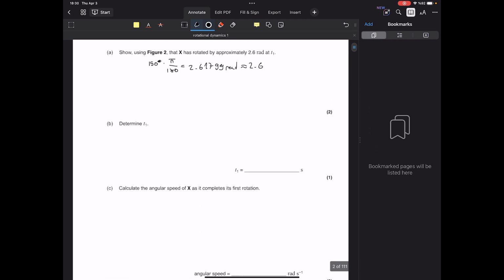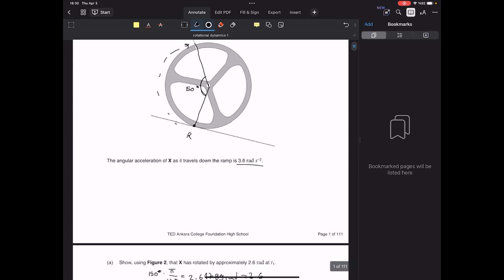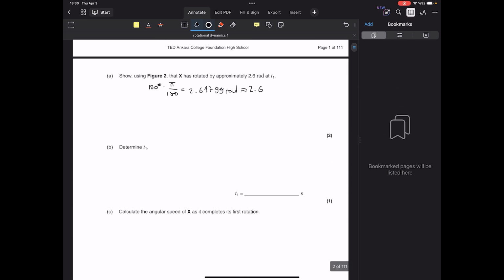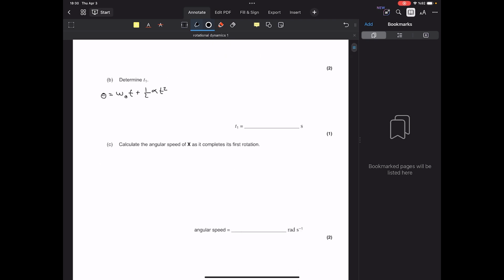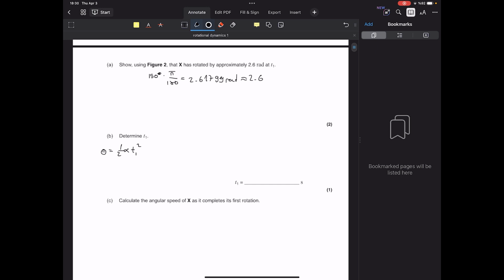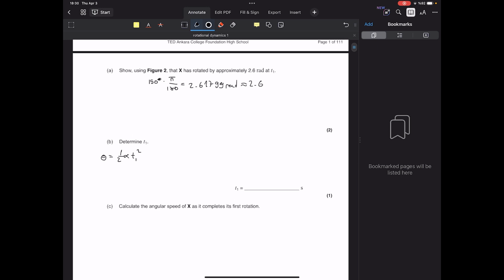Now we need to find what T1 actually is. Here, we need to use the angular acceleration. Theta is going to be the initial angular velocity times t plus 1/2 times the angular acceleration times t squared. We know it's being held at rest initially, so the initial term is 0. So theta is simply equal to 1/2 alpha t1 squared. This is similar to the kinematics equations, so you can memorize it from that.